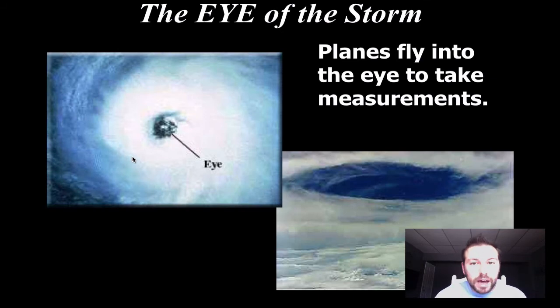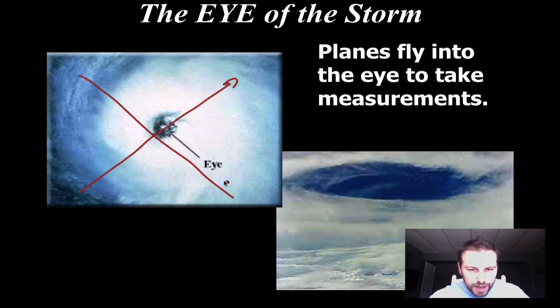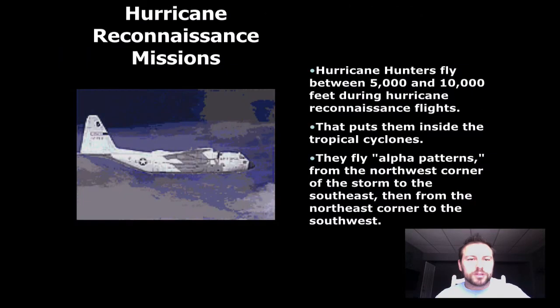Here we go, looking at the eye of the storm a little bit closer. What we may see is that planes will do crisscross patterns over this to gather any data or measurements that they may need. And here's some information about these planes that might actually do it. We'll talk a little bit more about this later on.